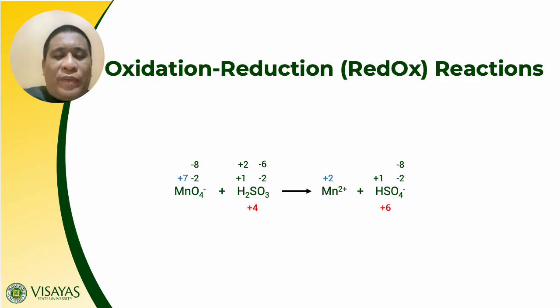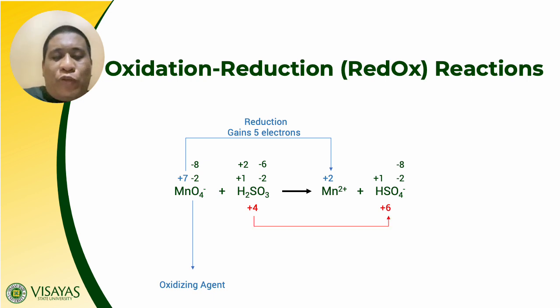Now, we can inspect the identified oxidation numbers, and we can see that manganese is from positive 7 to positive 2. Therefore, this one gained 5 electrons, and the process is reduction. Therefore, permanganate is our oxidizing agent. For sulfur, that's plus 4 to plus 6.